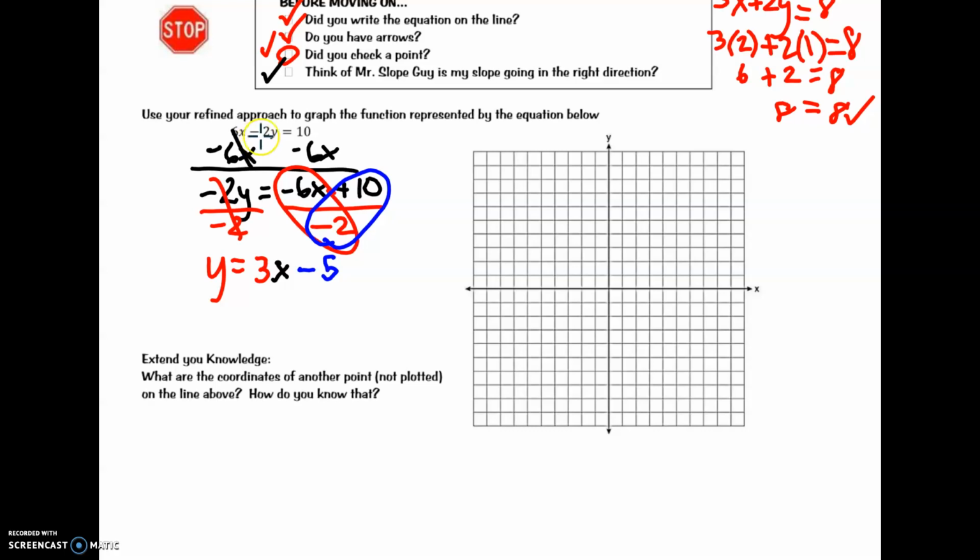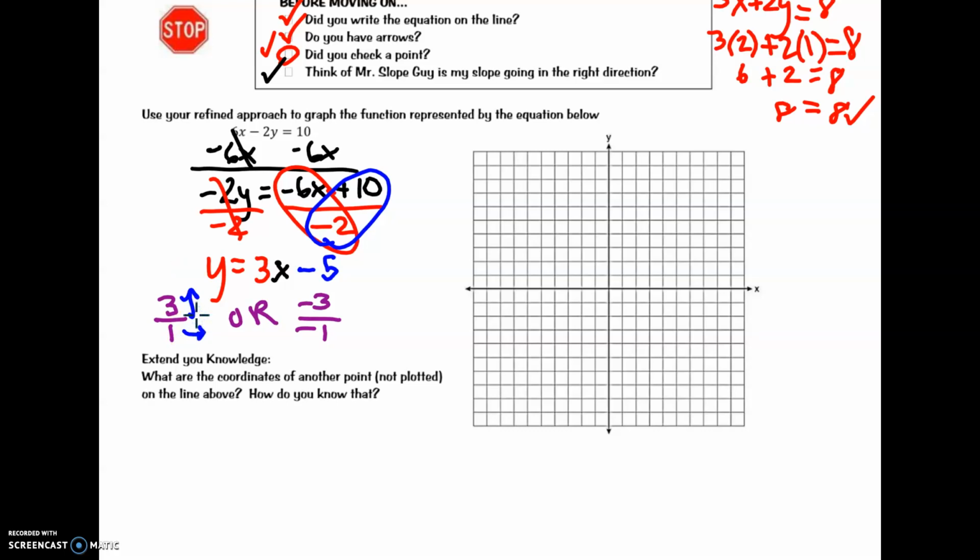Make sure that you don't miss this negative attached to the 2 because that will have a big impact on your answer. So now that my slope is 3, I'm going to look at that as a fraction. That could be either 3 over 1 or it could be negative 3 over negative 1. Remember the directions associated with this for my change in y. If my change in y is positive, it's up.